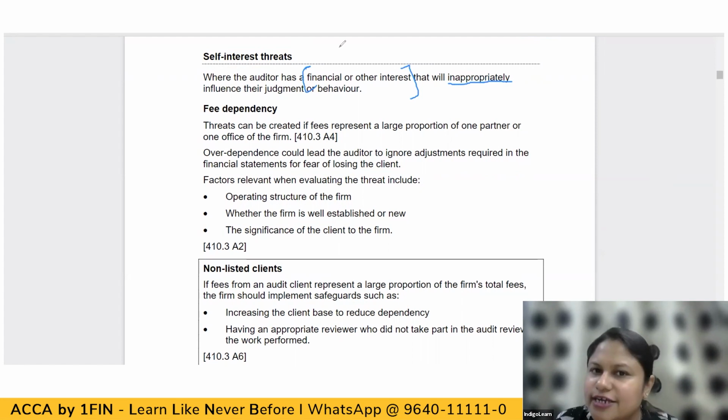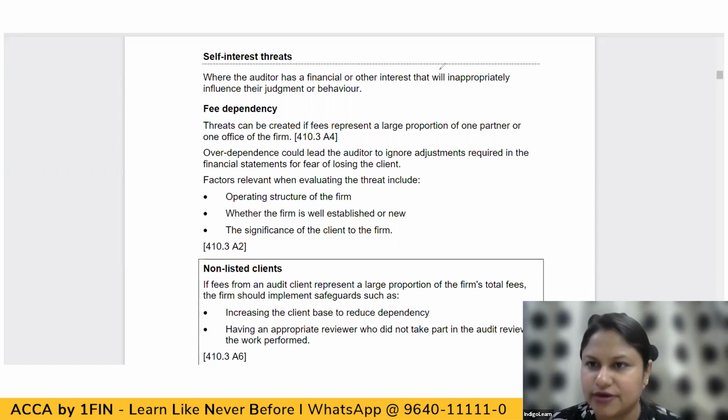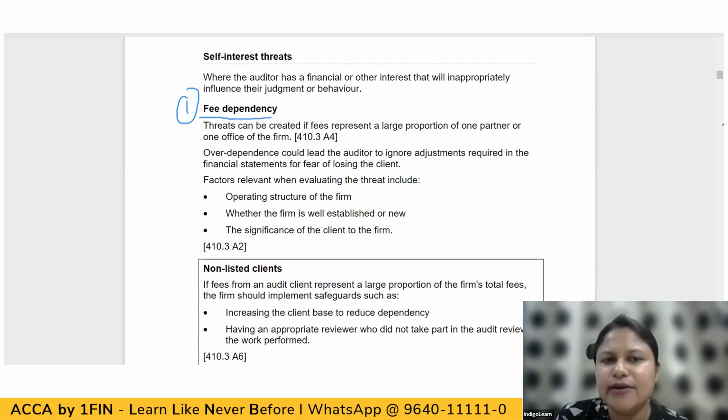Got the point? So you have some kind of interest which is inappropriately influencing your judgment or behavior, that means you're not doing your work in the right direction. Okay, then the first situation where there is going to be a self-interest threat is because of fee dependency. Now, fee dependency, I'll give you one example here.